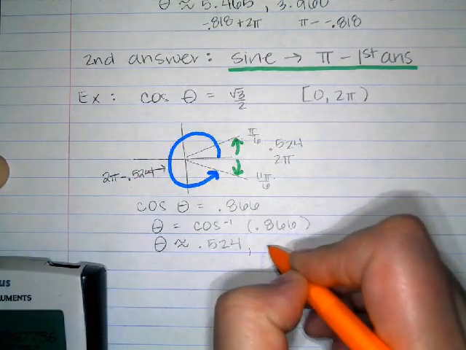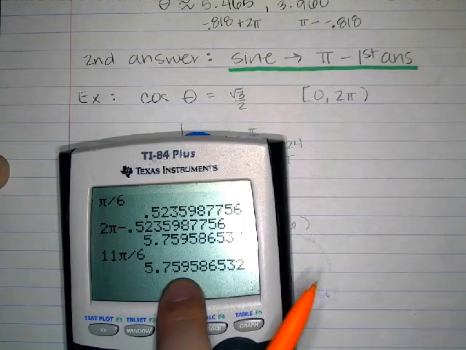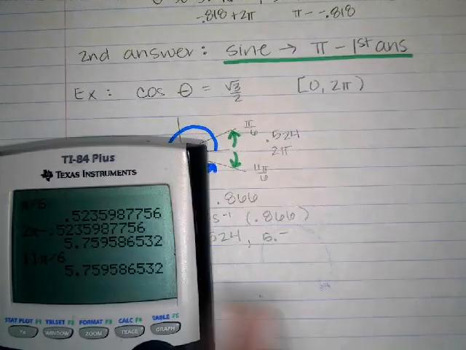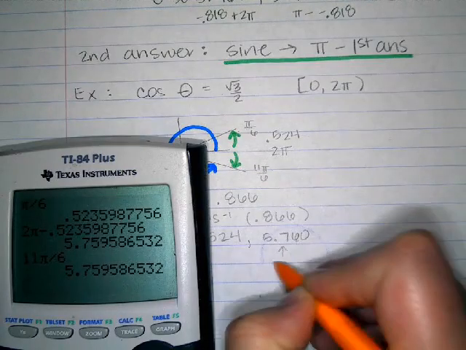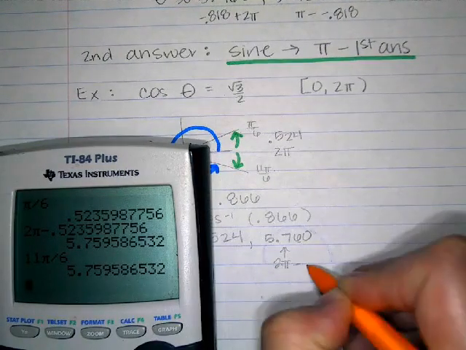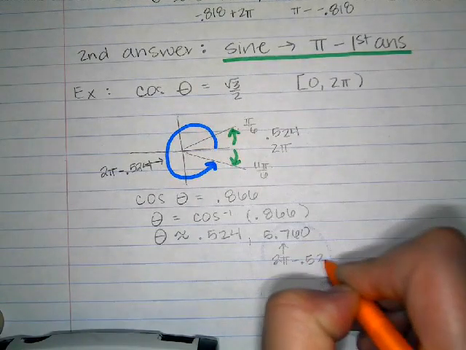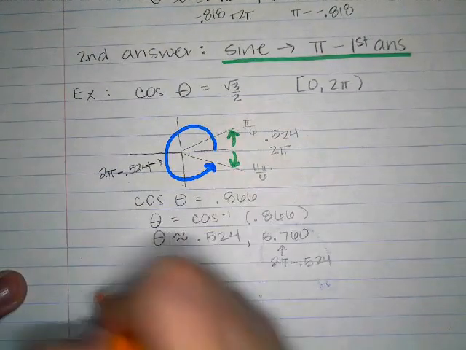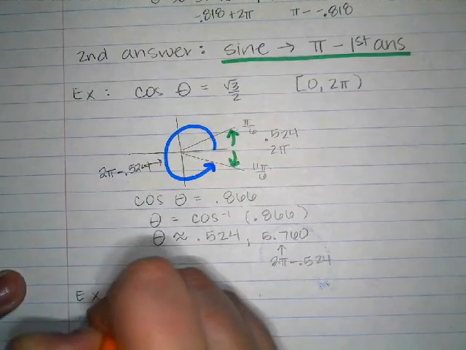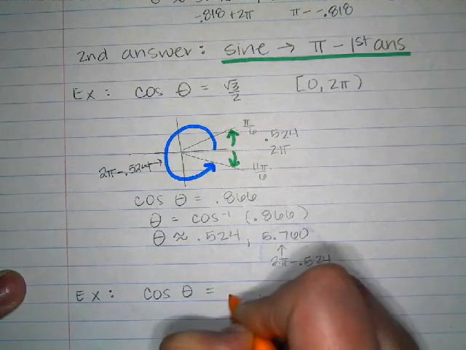5.760. And this answer we got by doing 2 pi minus 0.524. Okay. So let's try one with another decimal. So we'll do cos theta equals 0.93. All right, so what should I do? I'm going to do cos inverse.